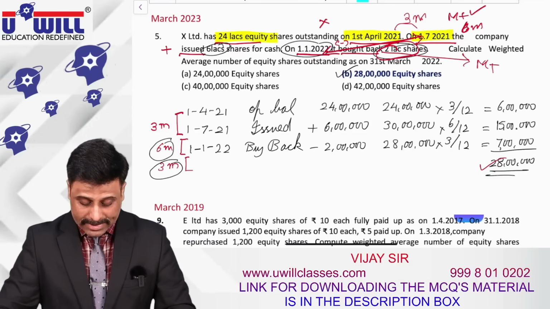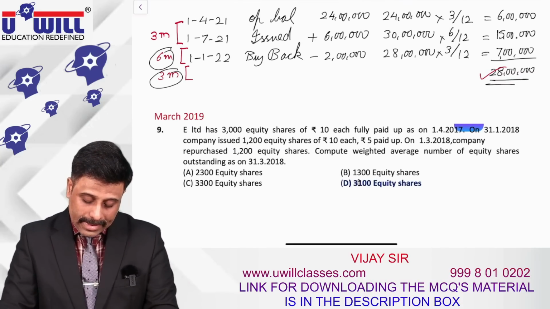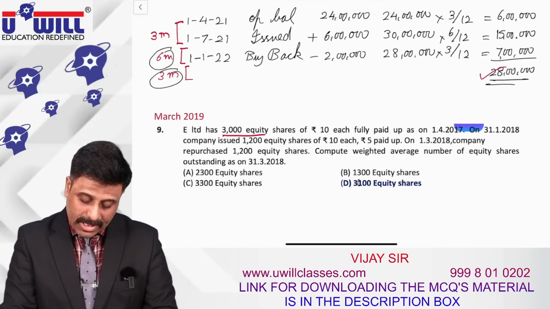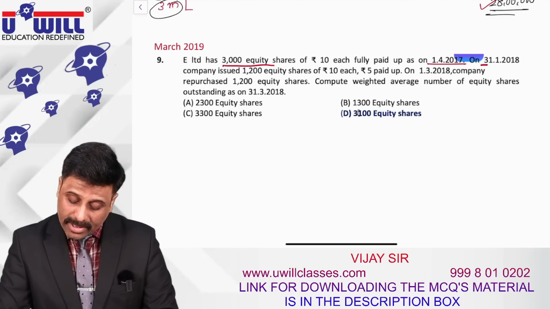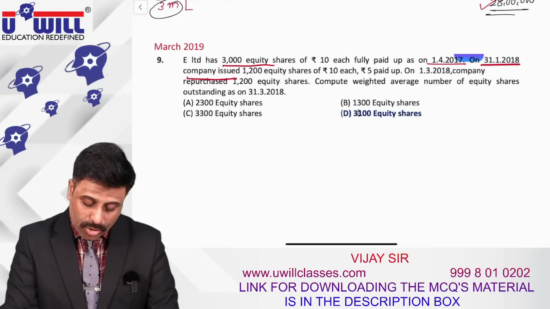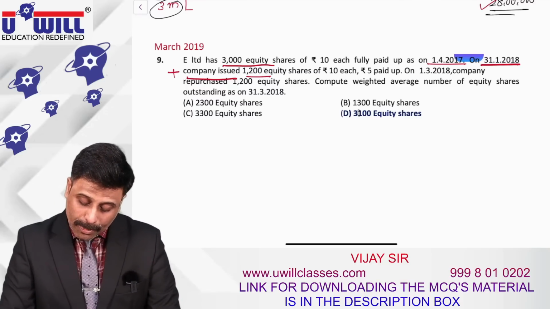Okay. Next, March 2019. E Limited has 3,000 equity shares of rupees 10 each fully paid on 1/4/17. This is again the opening balance. On 31/1/18, company issued 1,200 equity shares. Issued, what will we do? Plus of rupees 10 each. Now this is important. 5 paid up.